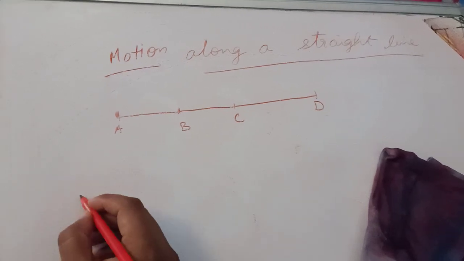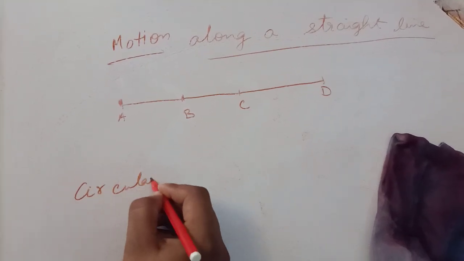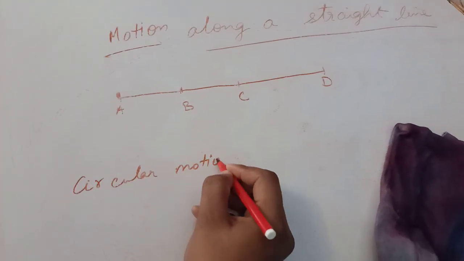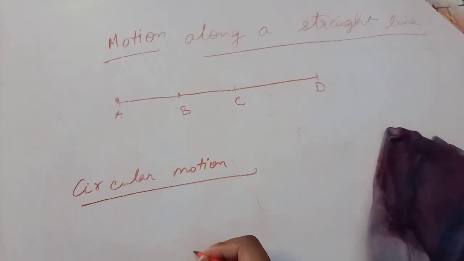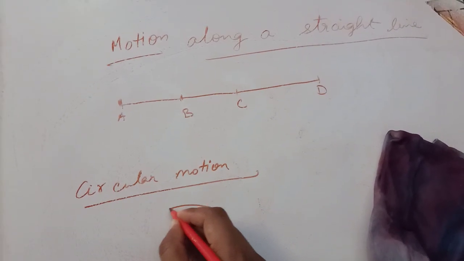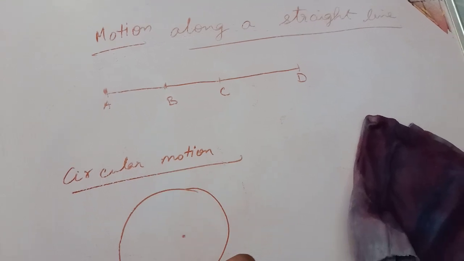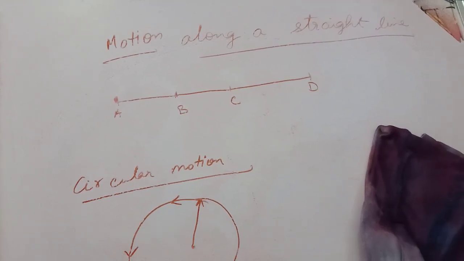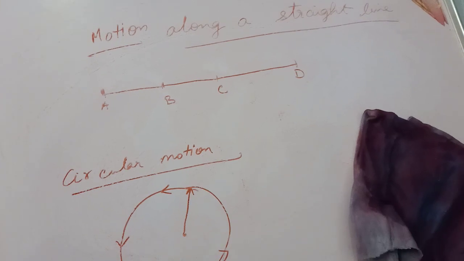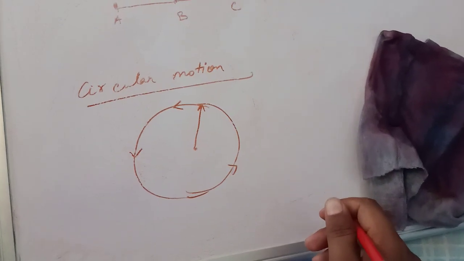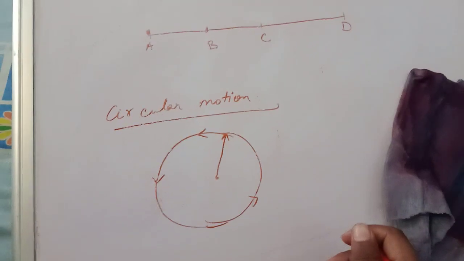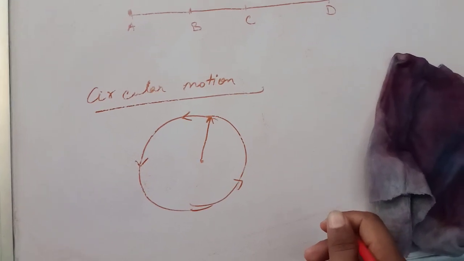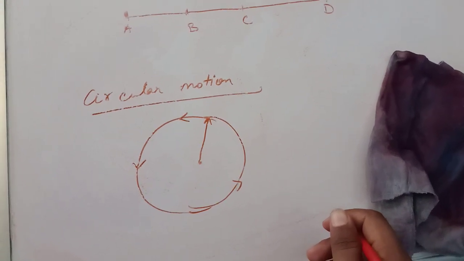It can be a circular motion also. Circular motion is the motion in which the objects go round in a circular way. The examples of circular motion are the merry-go-round and the Ferris wheel that we have seen in the fairs. So that is called circular motion.